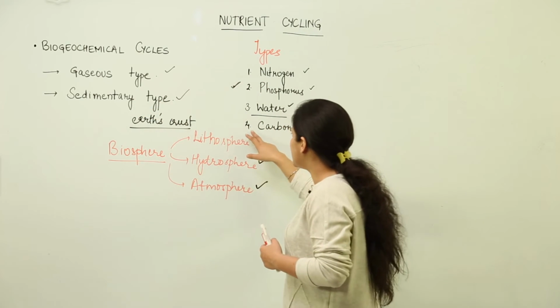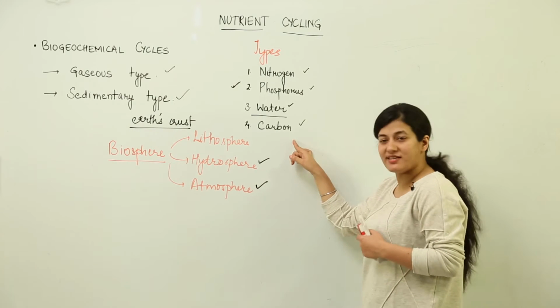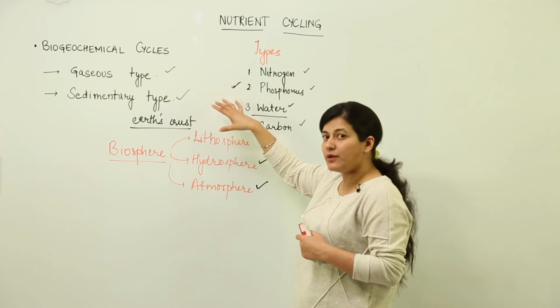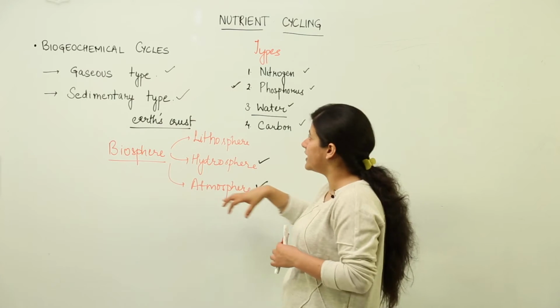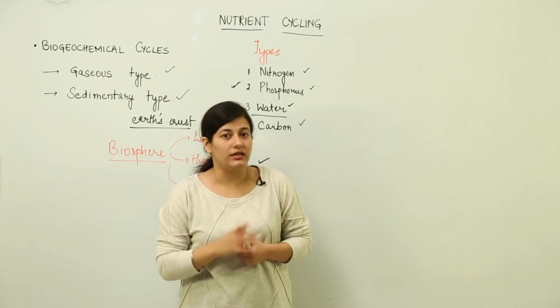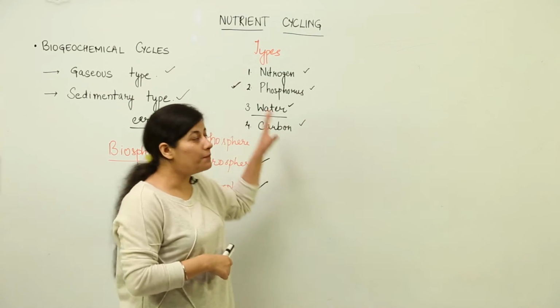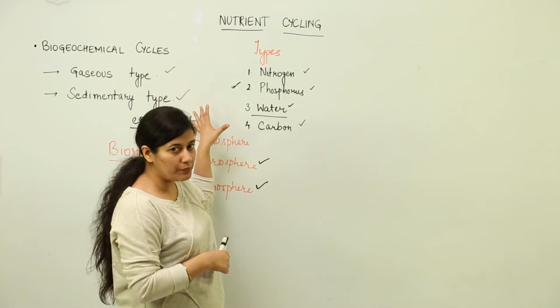At the same time, there is carbon, which involves both the sedimentary type and the gaseous type. And when we see these cycles at a large scale, we are going to consider both these cycles. The sources could be both.